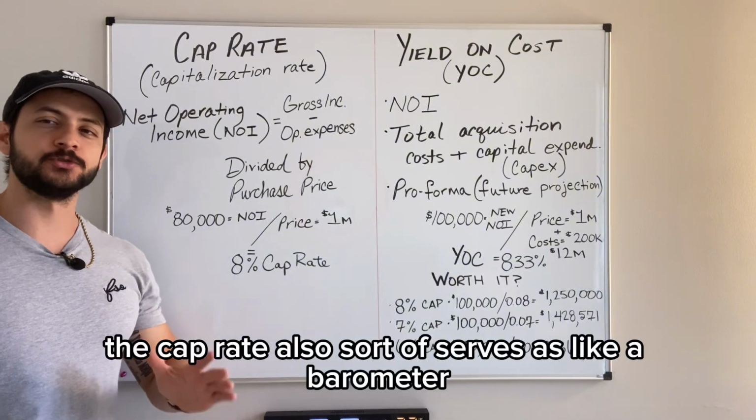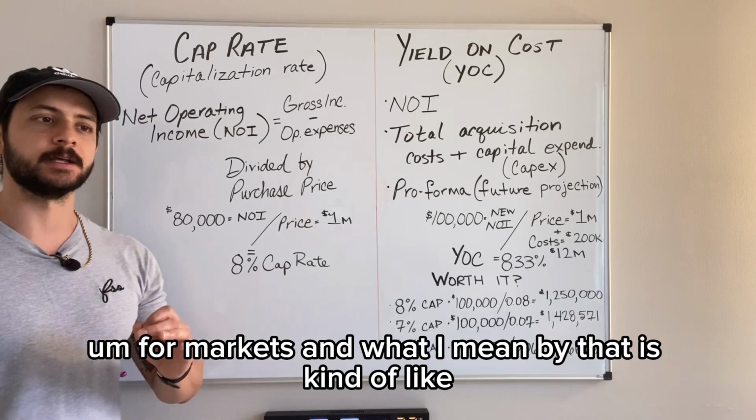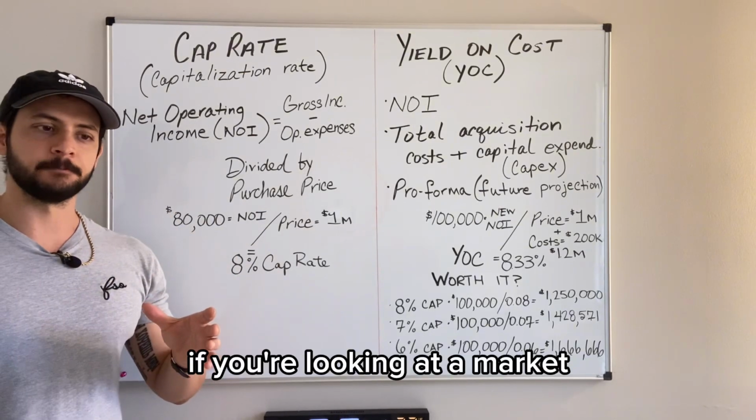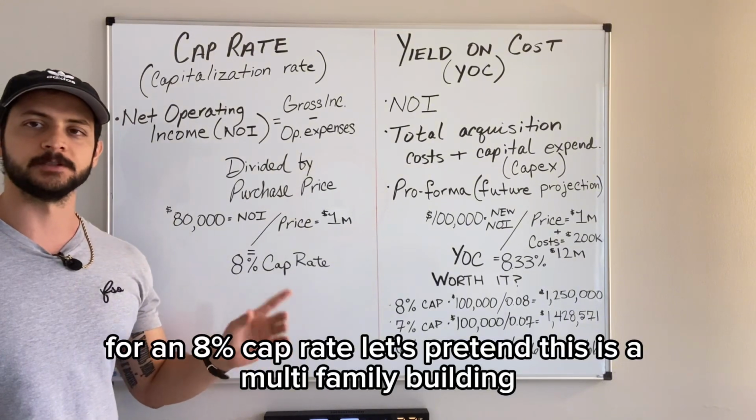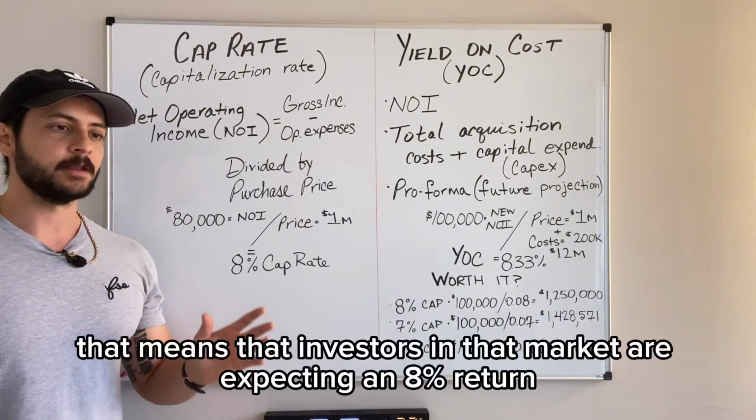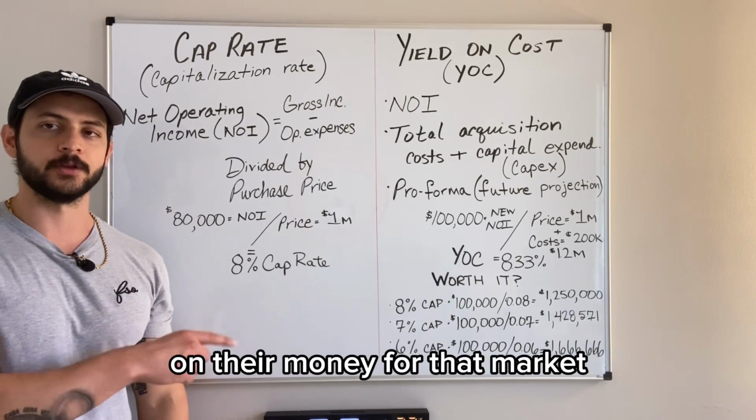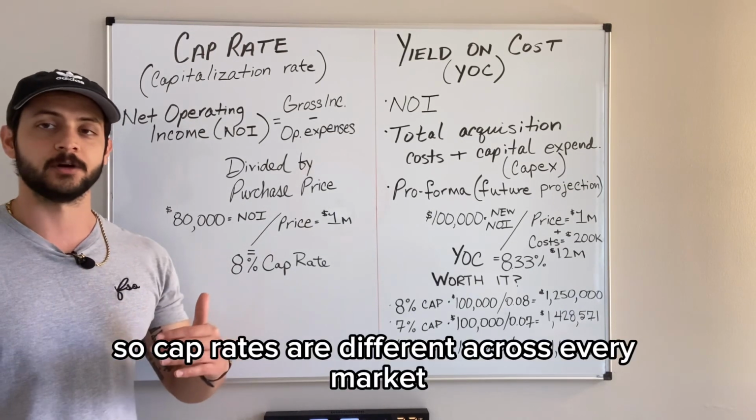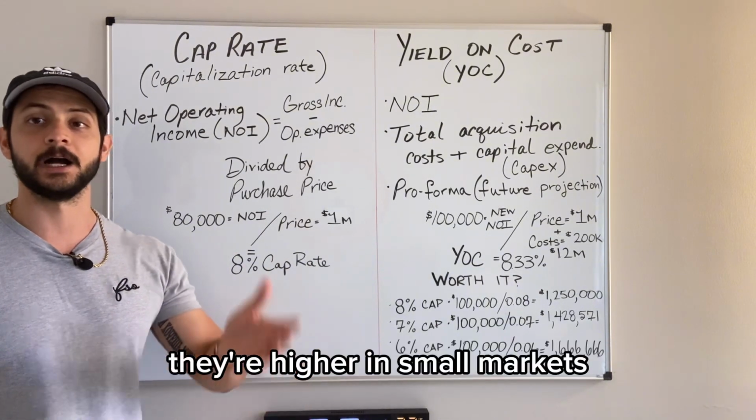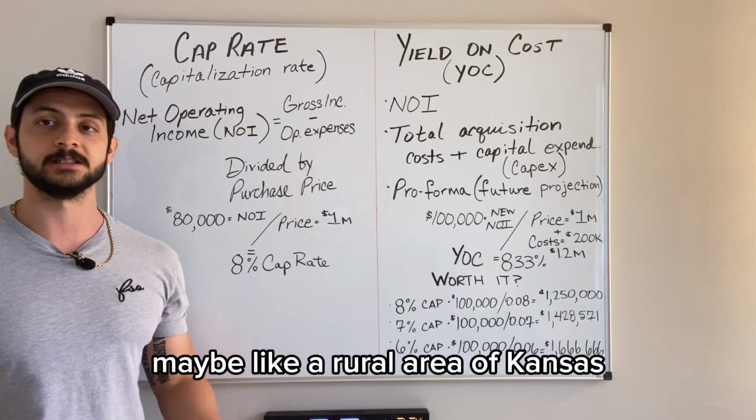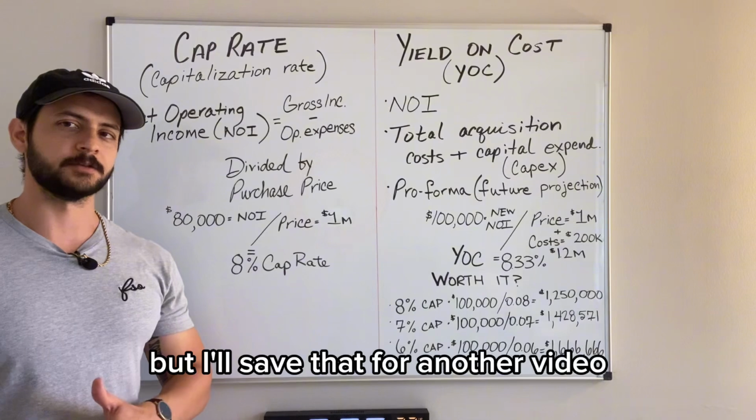The cap rate also serves as a barometer for markets. If you're looking at a market and you see that lots of different properties are trading for an 8% cap rate, let's pretend this is a multifamily building, that means investors in that market are expecting an 8% return on their money. Cap rates are different across every market. For example, they're lower in big cities like San Francisco and New York, and higher in small markets, maybe a rural area of Kansas. So that's the high level on cap rate. I can go into it in more detail, but I'll save that for another video.